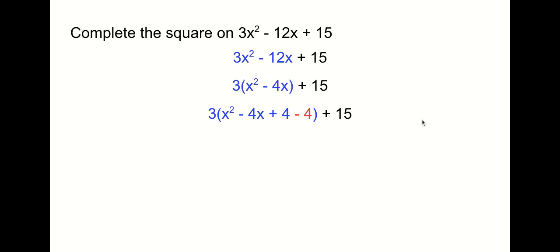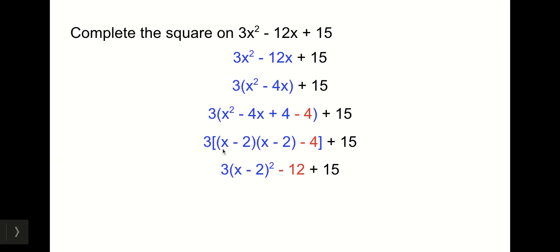Well, they're negative 2. So this will be 3 times x minus 2 times x minus 2. This is just factoring. Then I have this minus 4 that comes along for the ride. So I'll get 3 times x minus 2 times x minus 2, which is 3 times x minus 2 squared, and 3 times negative 4, which is negative 12. And now my last step is just to add up these like terms. So negative 12 and 15 is just a 3.